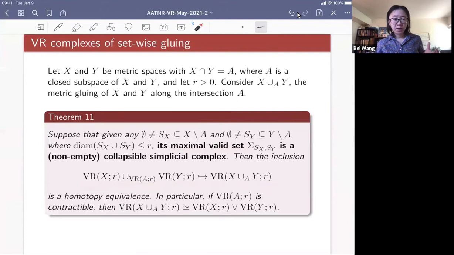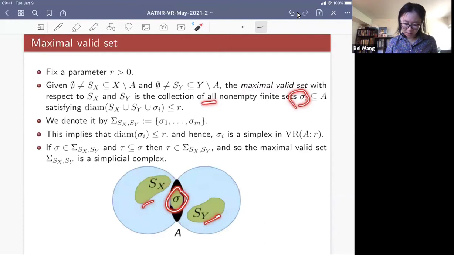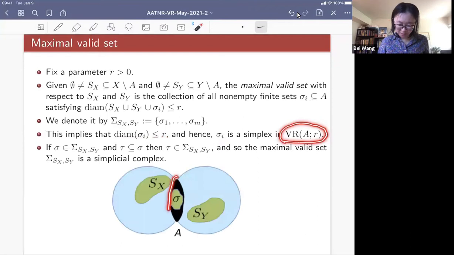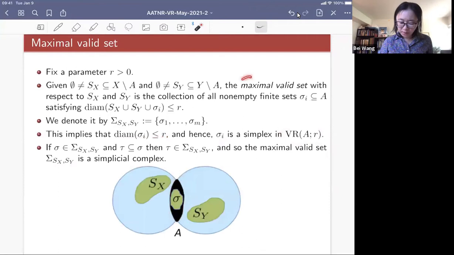Okay, so what do I mean by a collapsible maximal valid set? What is the maximal valid set? Again, I have pieces from X and pieces from Y. For any such pieces, the maximal valid set with respect to those two pieces is the collection of all sigma_i in the middle that satisfy this. So this big sigma is a collection of all those smaller sigma_1 up to sigma_m, those little pieces that all satisfy this diameter condition. When this is satisfied, each individual piece has diameter at most R, so they form simplices in the Vietoris-Rips complex of the intersection space. And the maximal valid set is also a simplicial complex. Those are a little more detailed, but the idea is that this whole notion of maximal valid set tries to quantify the smallness, like a sufficiently small space A that we're gluing along.